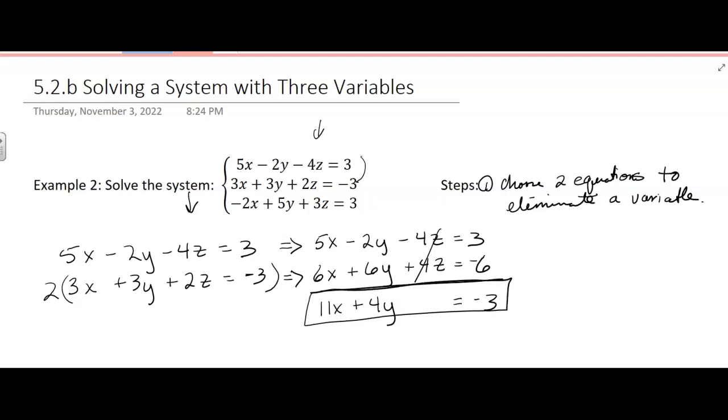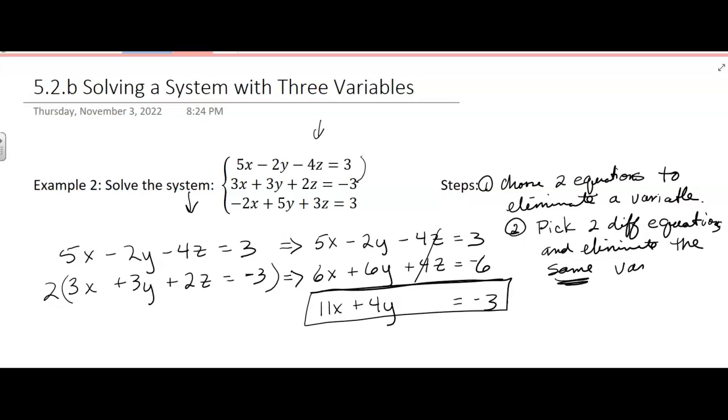Okay? Step 2. Pick 2 different equations. So, you're going to have to do a different combination and eliminate the same, this is important, the same variable. So because I eliminated z, I'm going to pick 2 new equations. I also have to eliminate z.